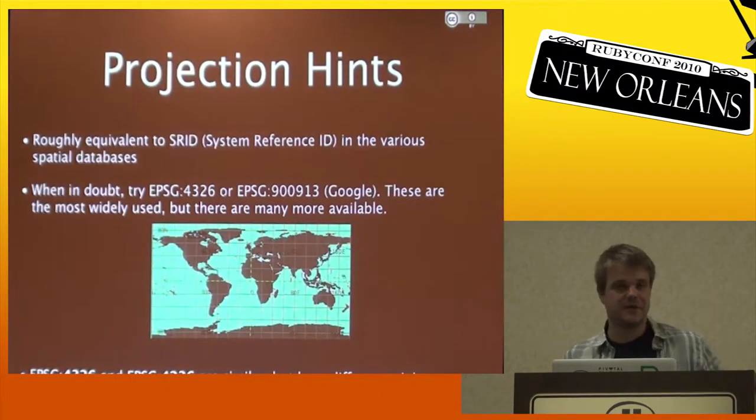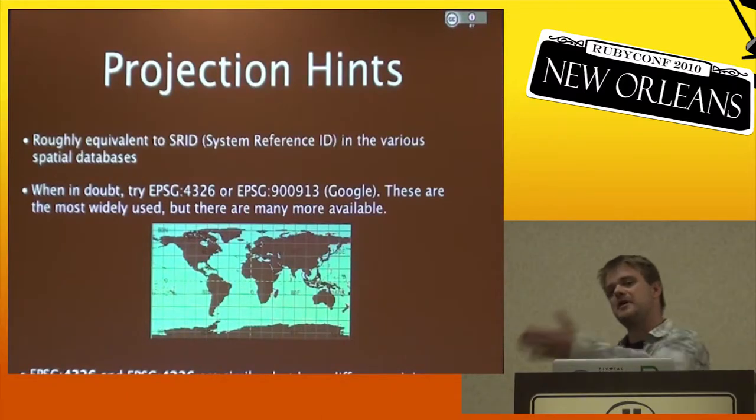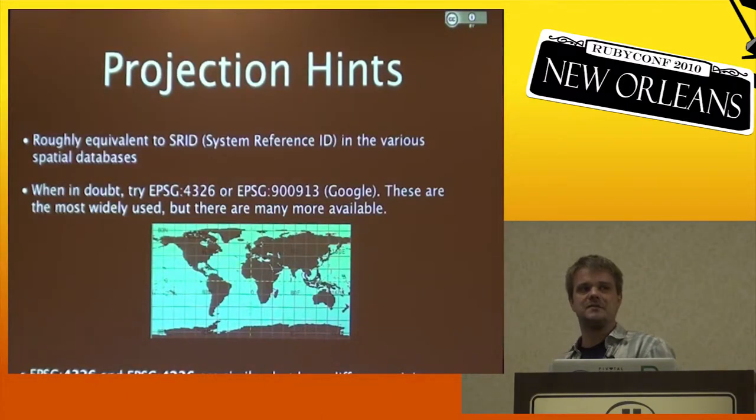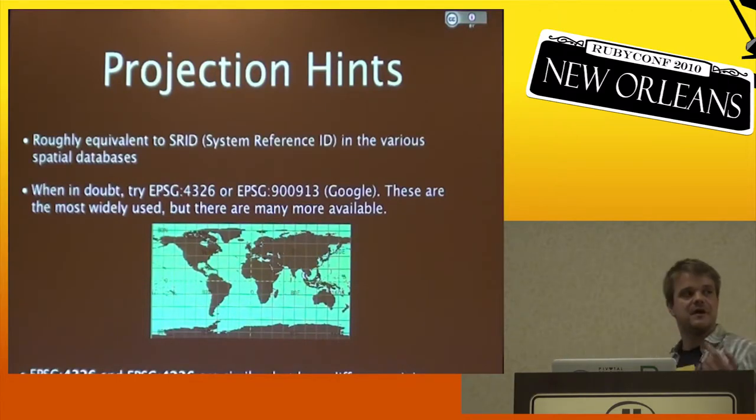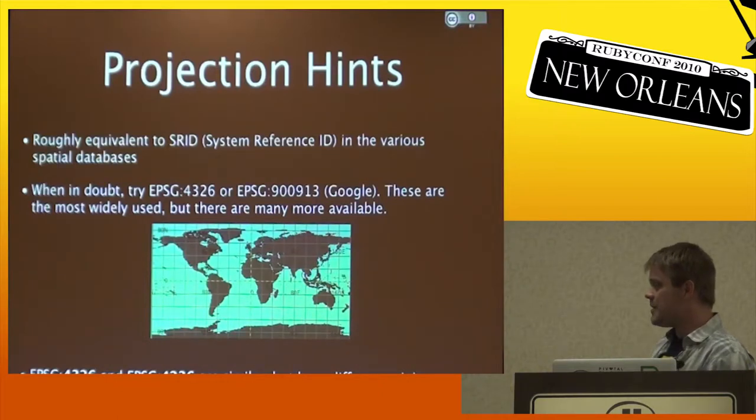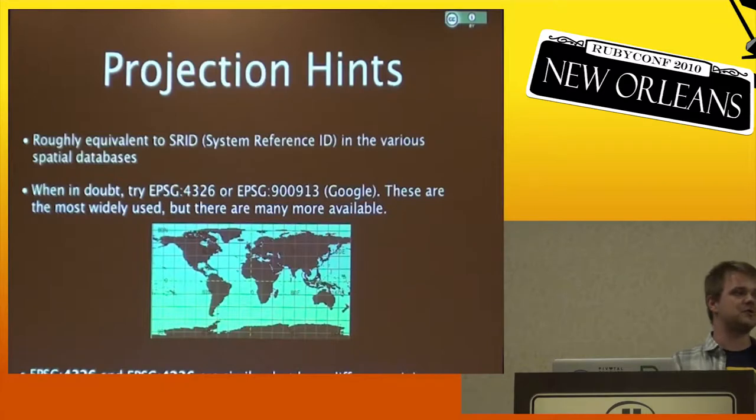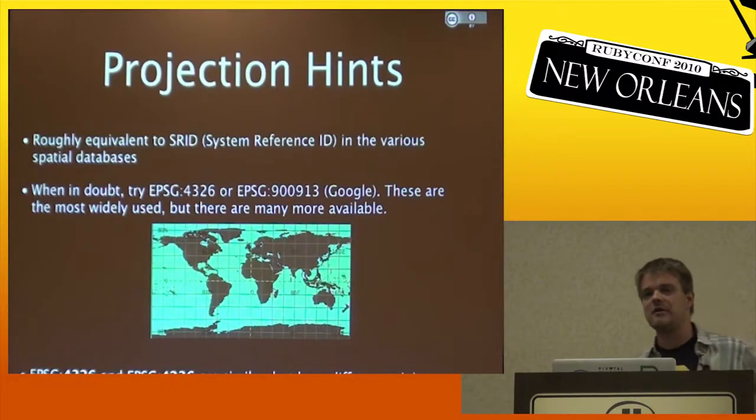So, a couple of hints when you're dealing with projections. When we get to the part where we talk about spatial databases, when you see an SRID or a system reference ID, that's roughly equivalent. It's a pointer to the projection type that we're using. When you're in doubt, try one of those two projection types that are listed in the middle of the page. Those are the two most common ones that you'll find in the playground we play in.